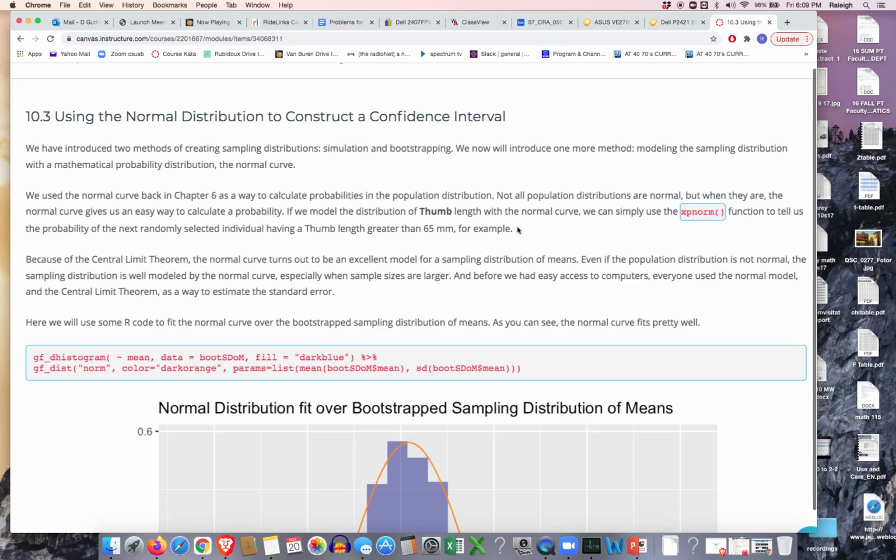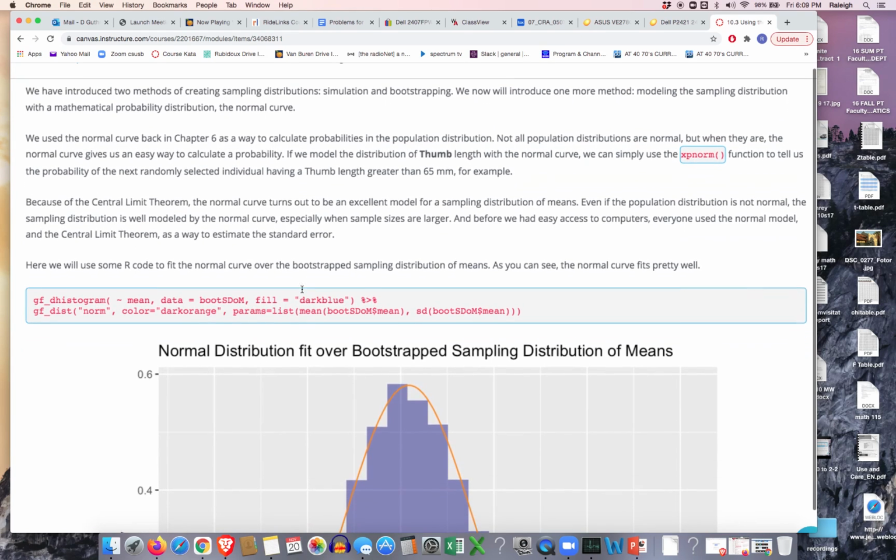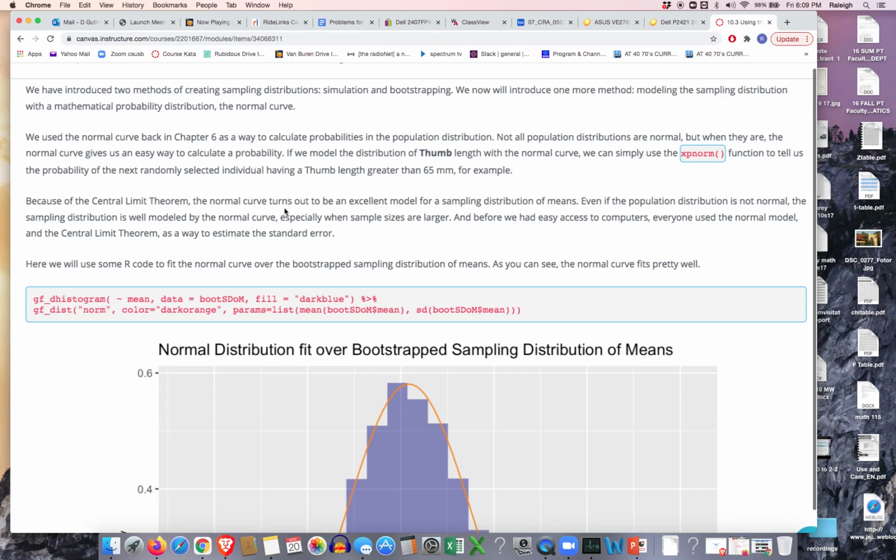So we have the thumb length again, and we can pick the xpnorm function to tell us the probability of the next randomly selected individual having a thumb length greater than, focus on the greater than, 65, for example. Now they refer to the central limit theorem, the normal bell curve. Turns out to be an excellent model for a sampling distribution of means. So even if it isn't normal, the sampling distribution still becomes normal if you pick enough of them, like at least 30 or so. Especially when sample sizes are larger, it's even better.